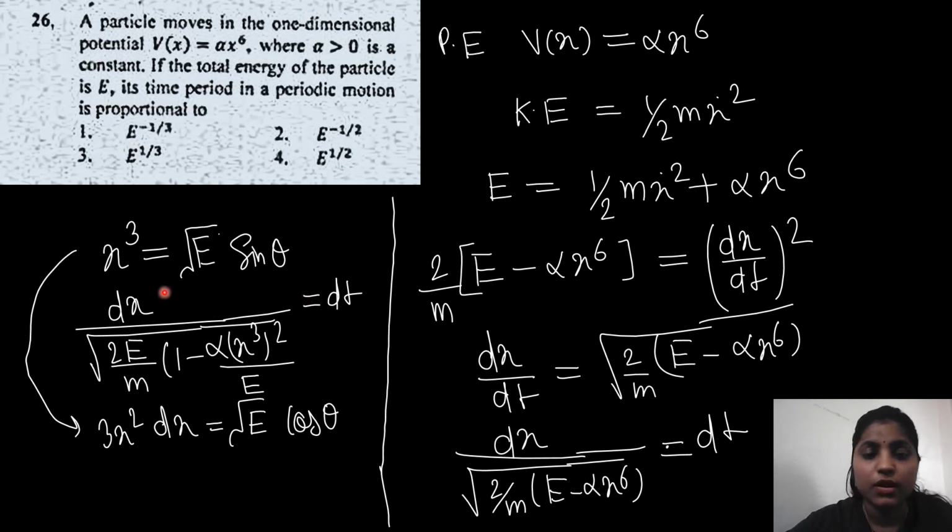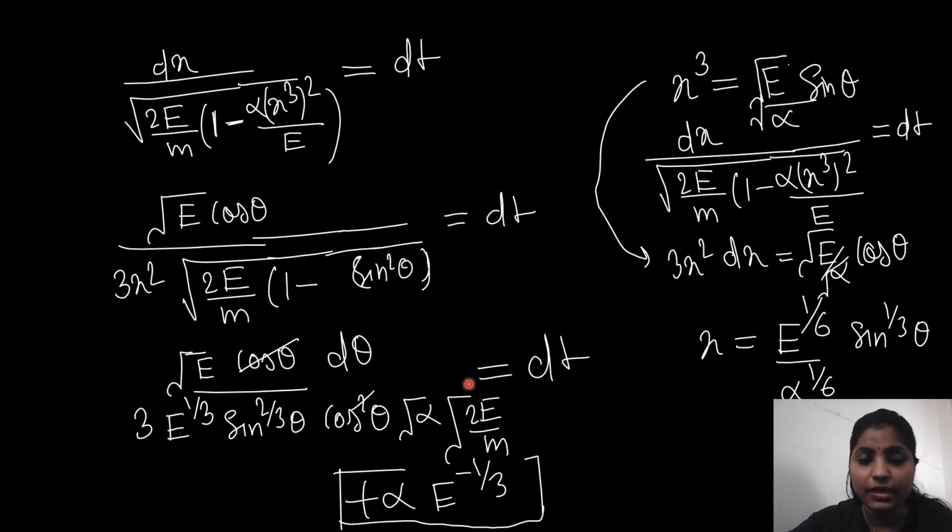To solve this equation, I have put x^3 equal to under root e sine theta. So I just need t in proportion to e. I will not solve this equation completely, but I will just separate the terms related to e. So after solving this, I will get t is proportional to e to the power minus 1 by 3.